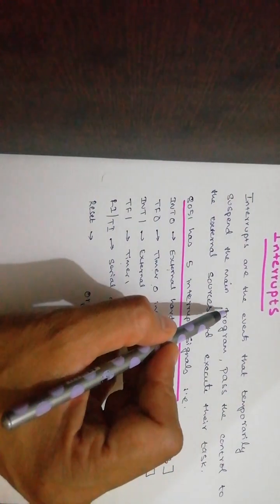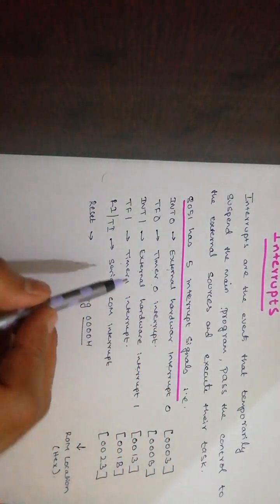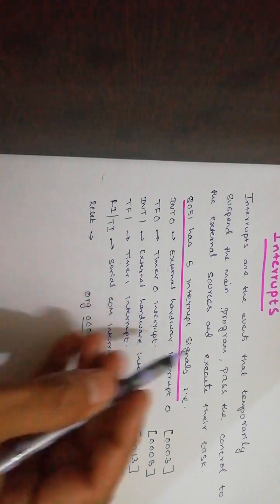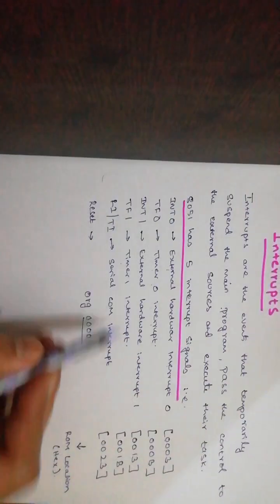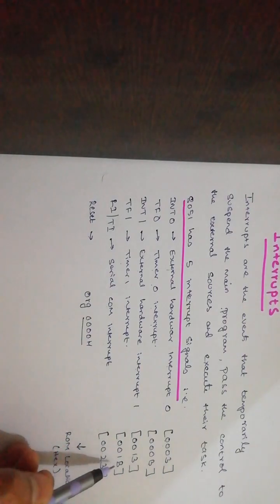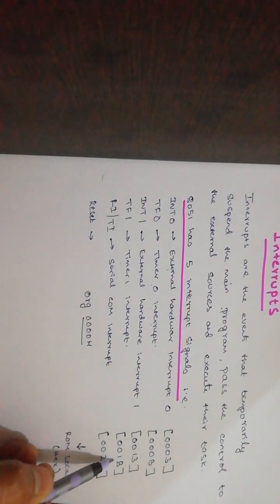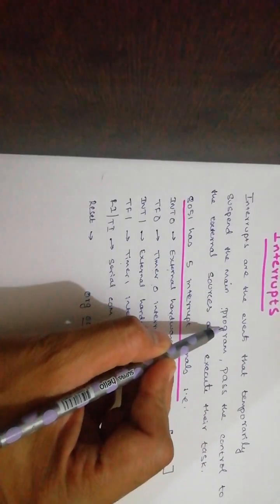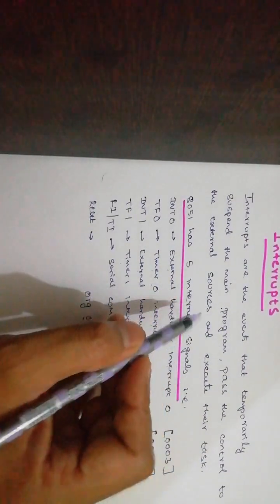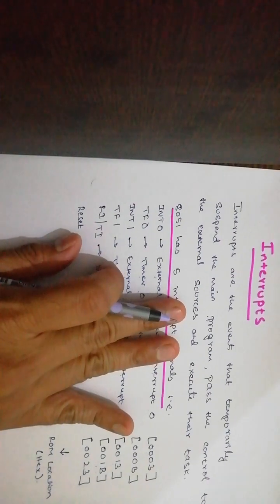For example, if a main program is running and there is a timer 0 interrupt, it will stop this program and jump to 000B, where that program will execute first and give the result. Then it will come back to the main program and continue. So this is nothing but an interrupt. Thank you.